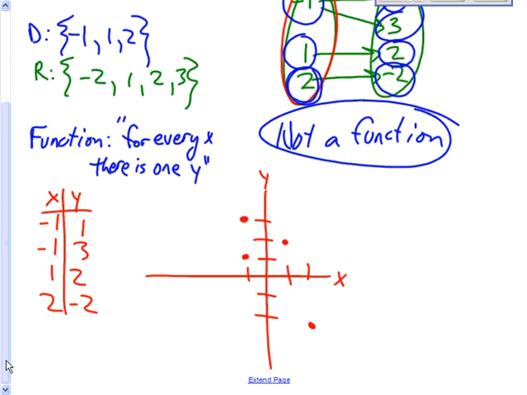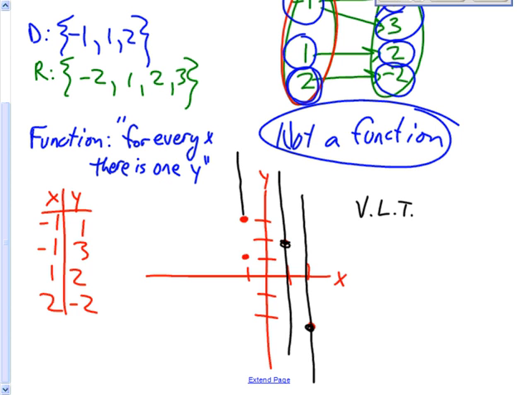Here's our graph, and we're going to test this now graphically. I know that we already know this is not a function, but to test it graphically, we call this the vertical line test, the VLT test. So if you have a graph, you can test it to see if it's a function. The vertical line test says for every x, there's one y. So let's test for an x value of 2. How many times did we hit? Once. So far, so good. It can only hit once.